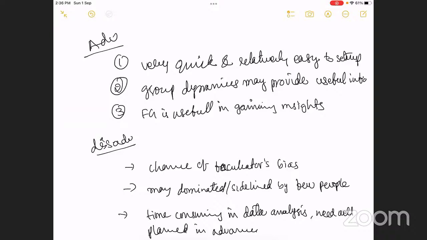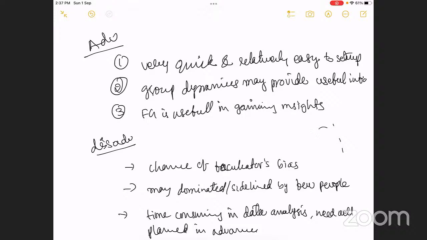Sometimes what happens in focus groups also, there are 10 people. Out of 10, only one or two people will dominate the entire discussion, or one or two people may not participate at all. It happens everywhere. So it is possible.